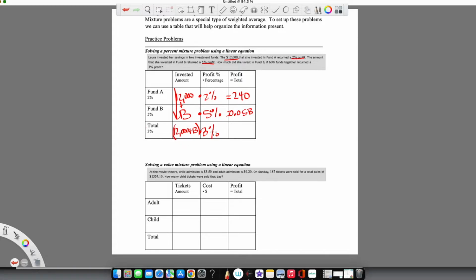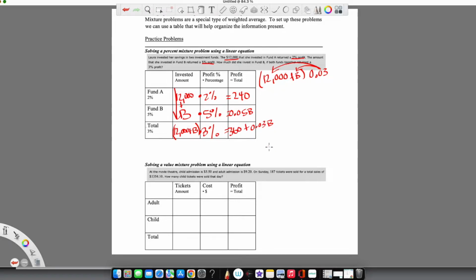So this one, don't forget, you're distributing like this, because it's going to be 0.03. We need to make sure we turn that into a decimal. We're going to multiply like this, so we're going to distribute. So 12,000 times 0.03 is going to be 360, plus 3% times B, well, that's just going to be 0.03B.